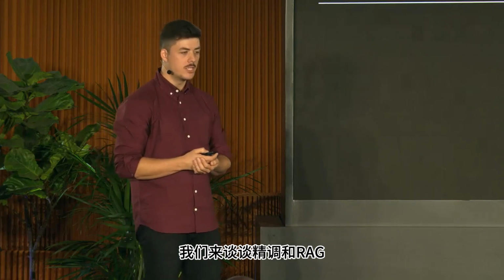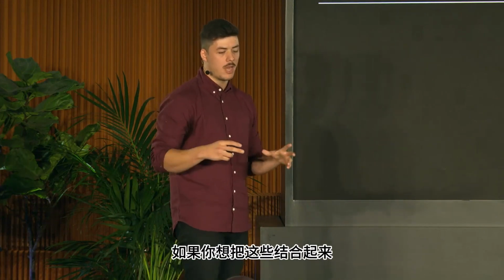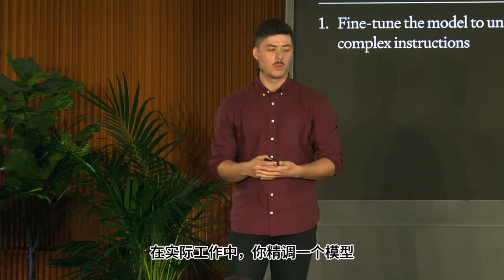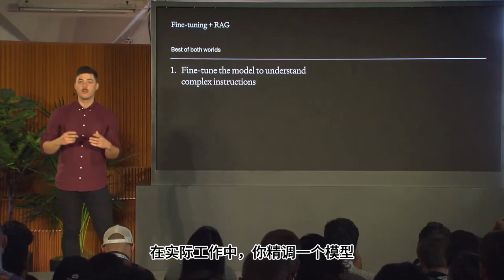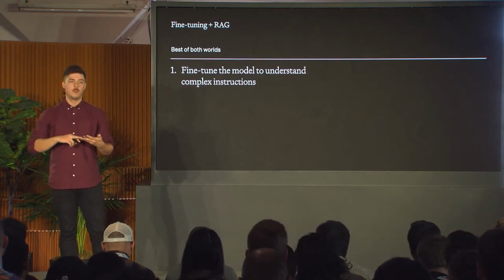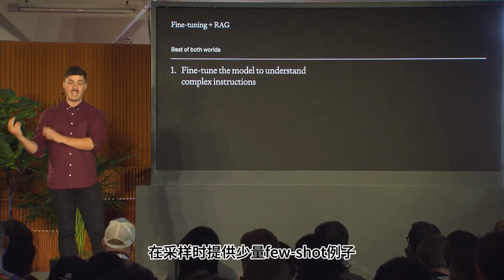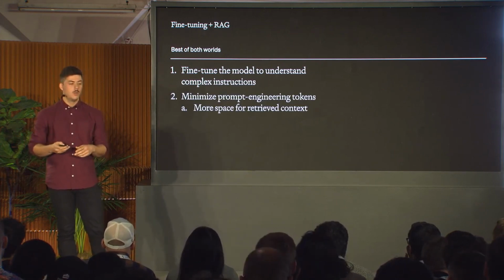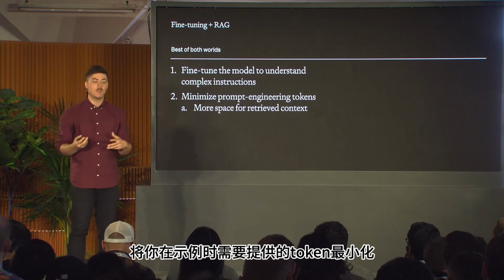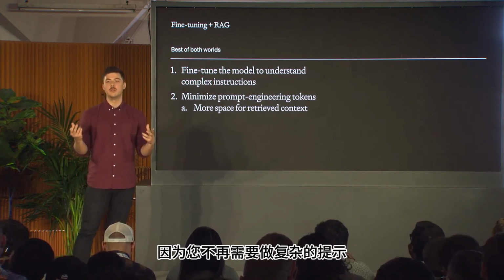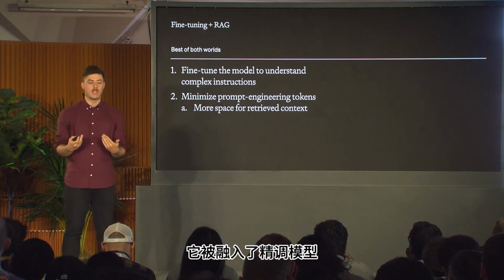And just to talk about fine-tuning and RAG, right? If you combine these together for certain use cases, it can be the best of both worlds. Often how this works is that you fine-tune a model to understand complex instructions, and then you no longer have to provide these complex instructions and few-shot examples at sample time, right? So you essentially fine-tune a model, it's very efficient to use. What this means is that you've essentially minimized the prompt tokens that need to be provided at sample time, okay? Because you no longer need to do complex prompt engineering, it's baked into the fine-tuned model.